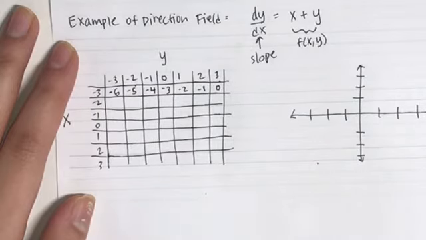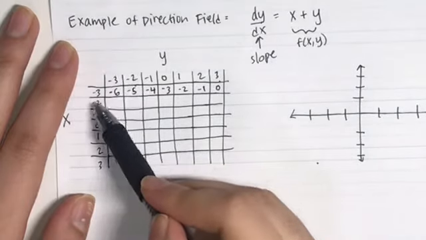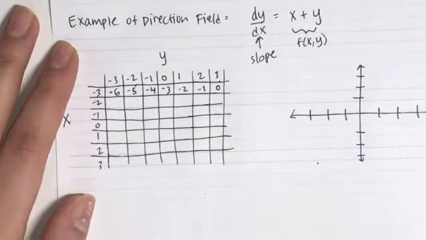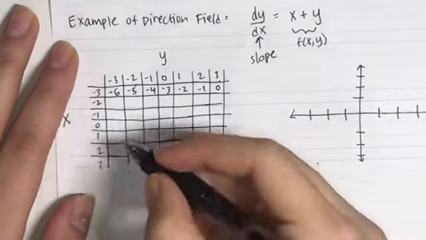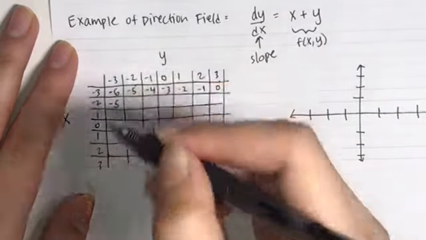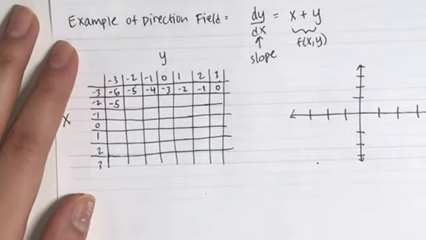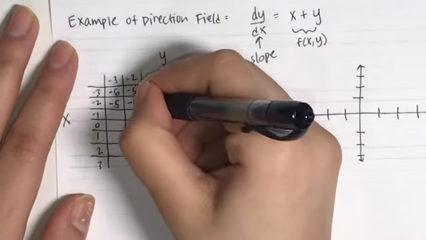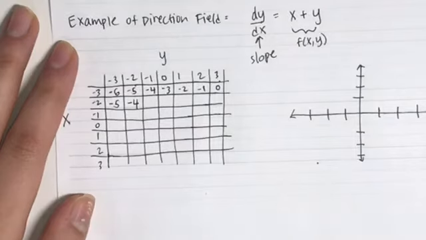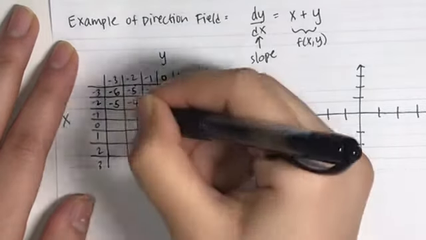Now we can move on to the next row. Our x is going to be -2, and our y is going to be -3. So -2 minus 3 is -5. Then we do -2 minus 2, and we get -4. Then -2 minus 1 is -3.